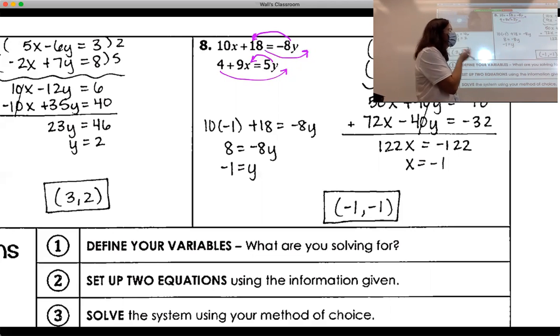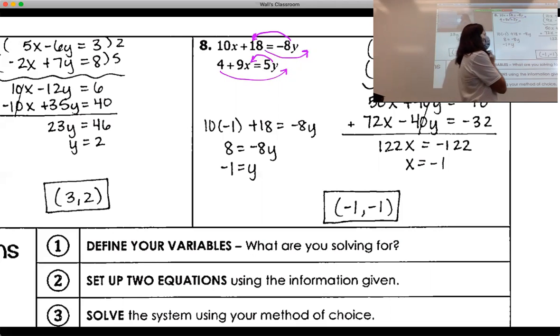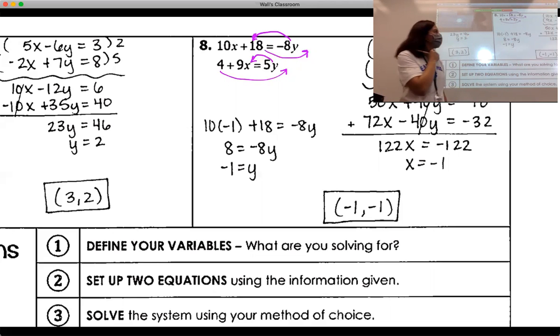So then we can multiply so that our coefficients match. And on the way this one was done, they made the y coefficients opposites. So multiplying the top by 5 and the bottom by 8 gives us 40y and -40y. When we add together there, we get 122x equals -122, which means x is -1.